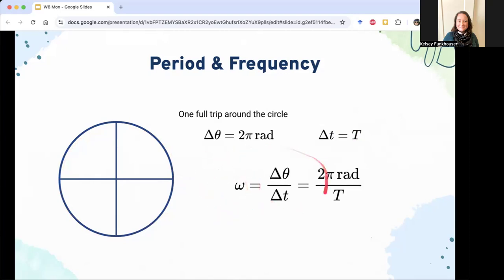So we can use this information to connect the period to the angular velocity, because our angular displacement is 2 pi radians and the time is the period. And so we end up with this equation relating the angular velocity to the period of the rotation. And also, just to add in, there's frequency, which is 1 divided by the period. And so you can also connect that to angular velocity. And that would just be 2 pi radians times the frequency.